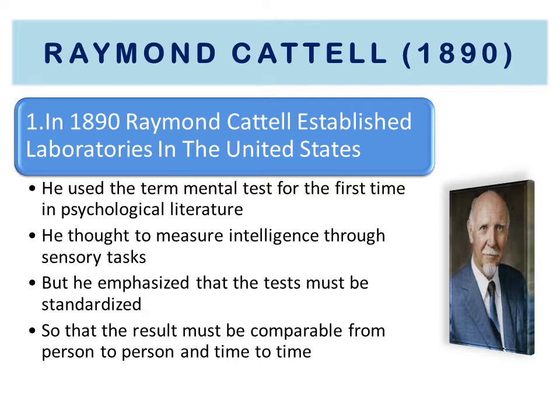Raymond Cattell, an assistant of Sir Francis Galton, made the same type of laboratories in the United States. He then used a new term in place of intelligence test, that is, mental test, for the first time in psychological literature. His aim was to measure intelligence by the use of senses. He also made sure that the test should be standardized, that is, it should be reliable and valid, so that the results obtained can be compared from person to person and time to time.